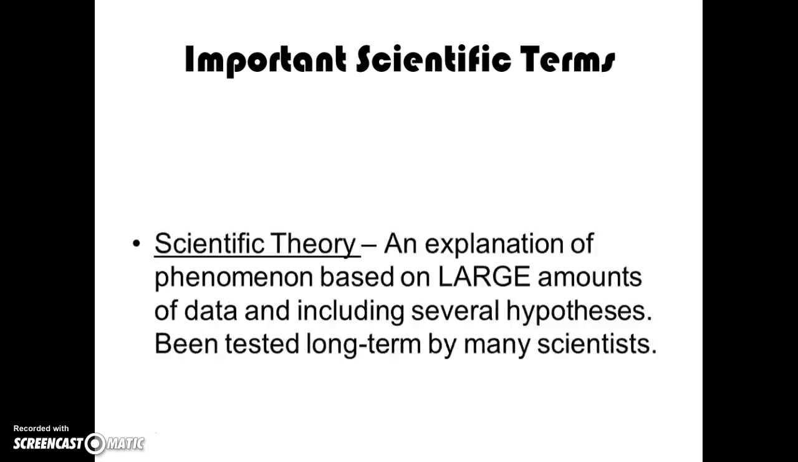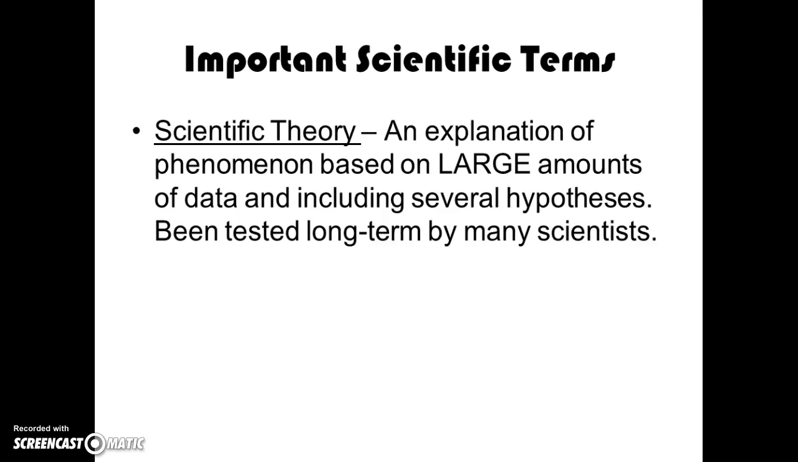We've talked about hypothesis. Hypothesis is an educated guess made by one person that's then going to be tested. A scientific theory is kind of the next step in size. It's an explanation of phenomenon. It explains what's going on around us based on large amounts of data. And several different hypotheses are included in that, tested by many scientists.